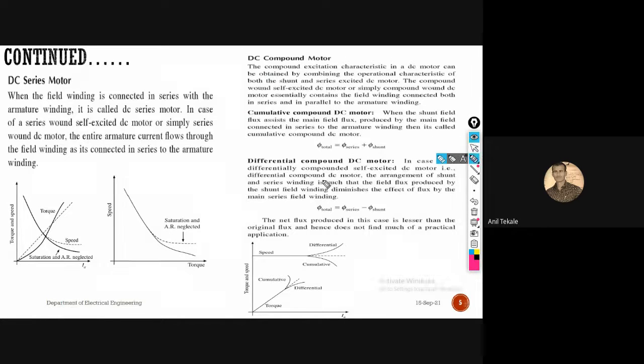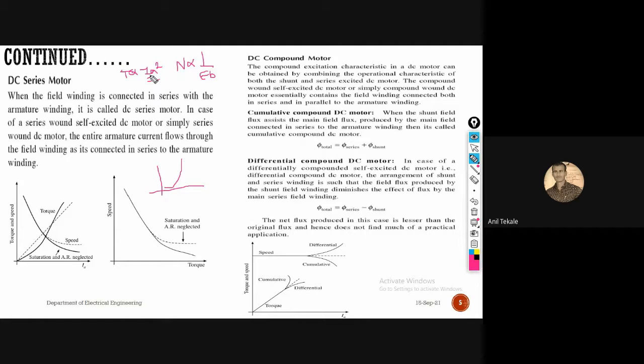In the case of the series motor, we know that speed is inversely proportional to EB, and torque is directly proportional to Ia square. So the diagram will look like this. Here you can see the characteristics. That means as the current increases, the torque increases as the square of the armature current. By this way we can solve all these things.